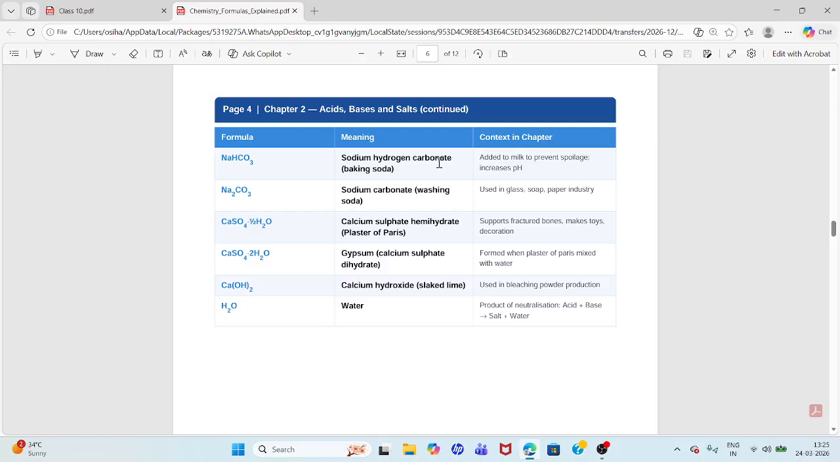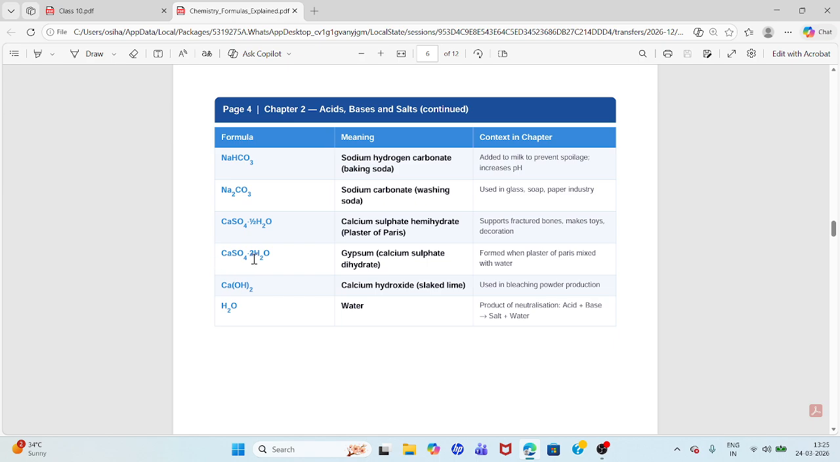NaHCO3, sodium hydrogen carbonate, baking soda. Na2CO3, sodium carbonate, washing soda. CaSO4 into half H2O, calcium sulfate hemihydrate, is also known as plaster of Paris. This is also very important. Here, half is there, so hemihydrate.